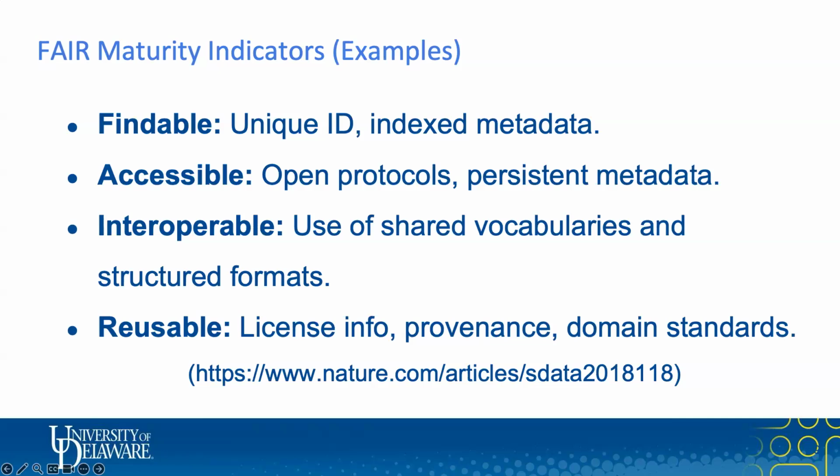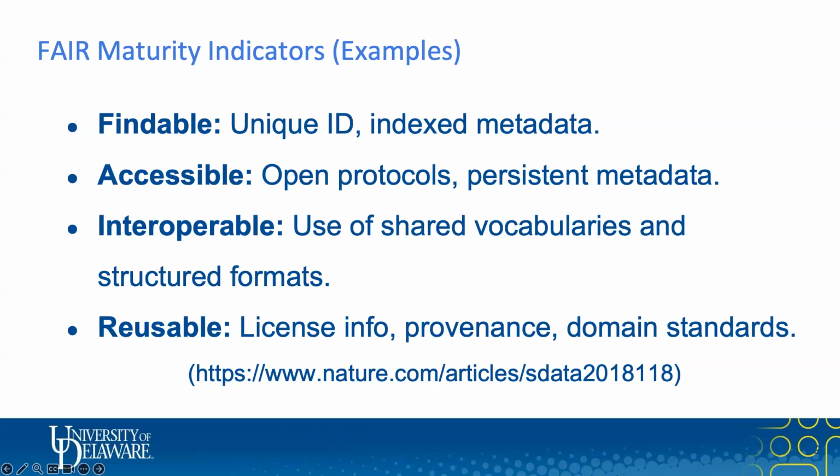Next, let's explore concrete examples of FAIR maturity indicators. Those are benchmarks that measure how well data aligns with each FAIR principle. For Findable, there are two key indicators. First, does the data have a globally unique identifier, like a digital object ID? Second, is the metadata richly described and indexed in a searchable repository? Without this, data becomes invisible in the digital landscape.